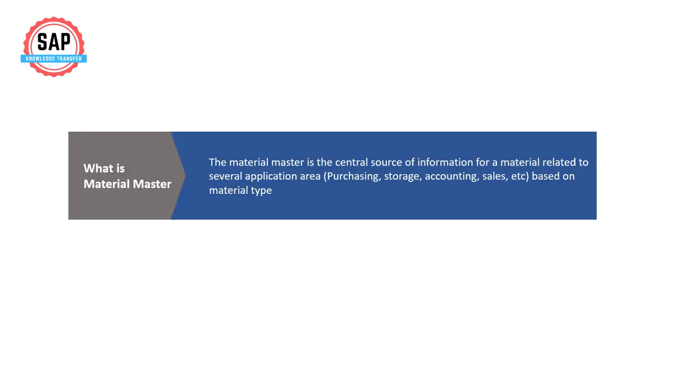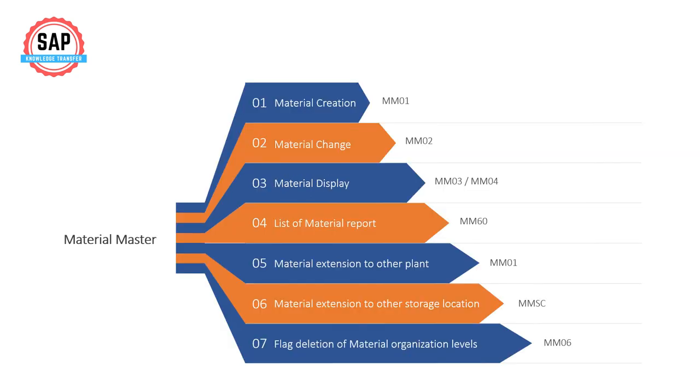What is Material Master? The Material Master is the central source of information for a material related to several application areas like purchasing, storage, accounting, sales, warehouse, etc., based on material type. Today we will see material creation, material change, material display, list of material report, material extension to other plant, material extension to other storage location, flag deletion of material, and organization levels. Let's see practically one by one.